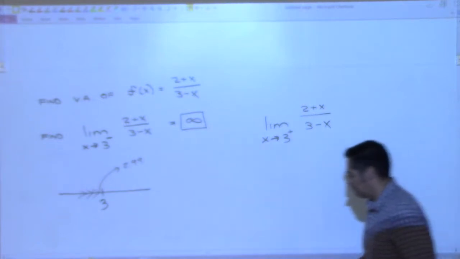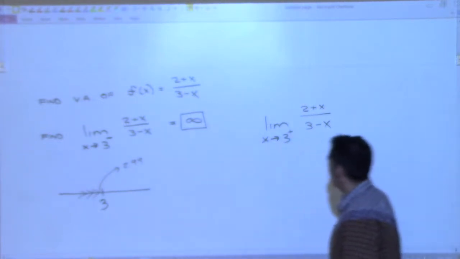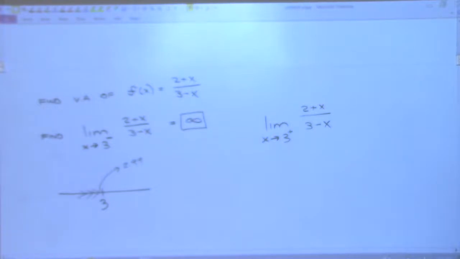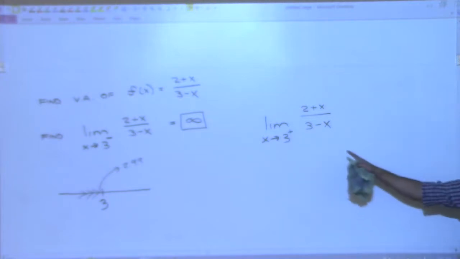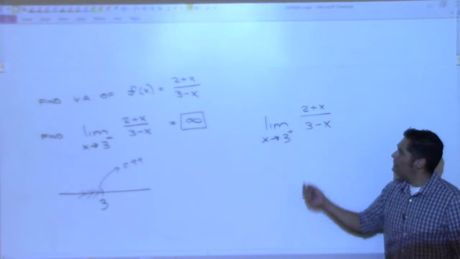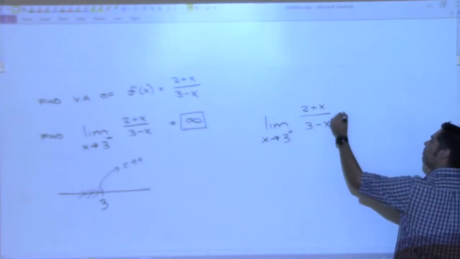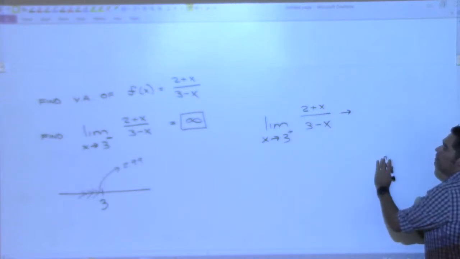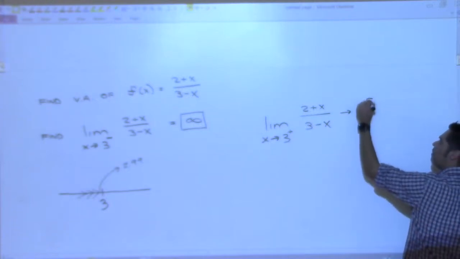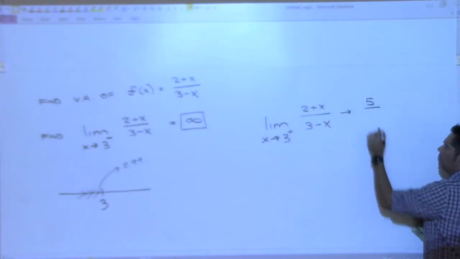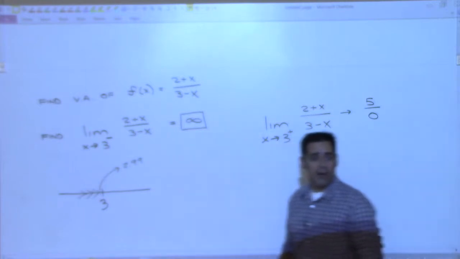Brian's up. Take your time. You need to write it down? Okay. So just tell me what's happening on top and bottom. So you're approaching 3 from the right. 3 from the right. And then at the top. So where's the top headed? 5 over 0. Okay, so we're back in this scenario, right?